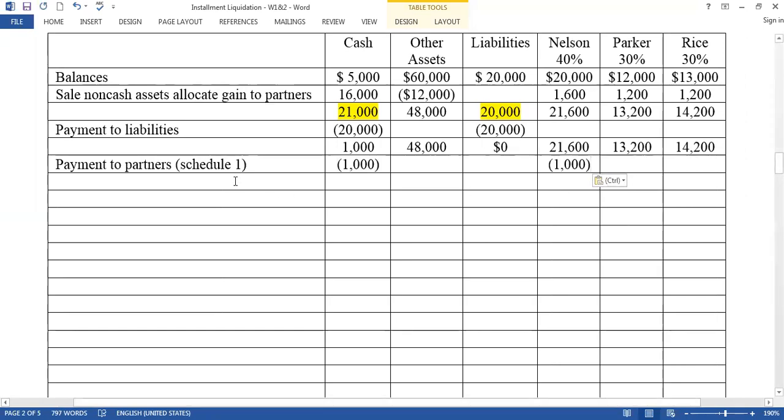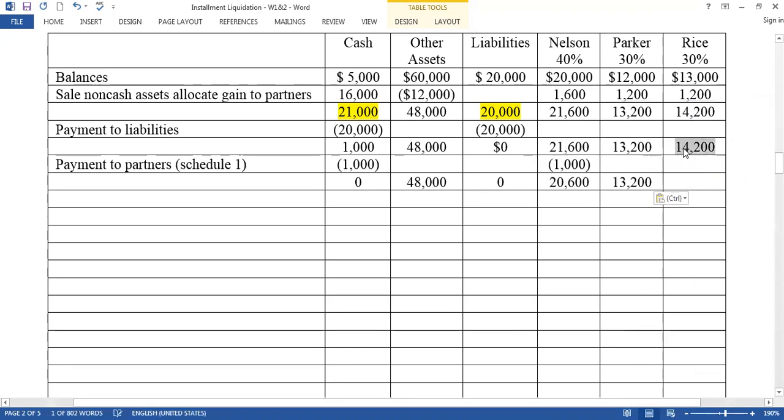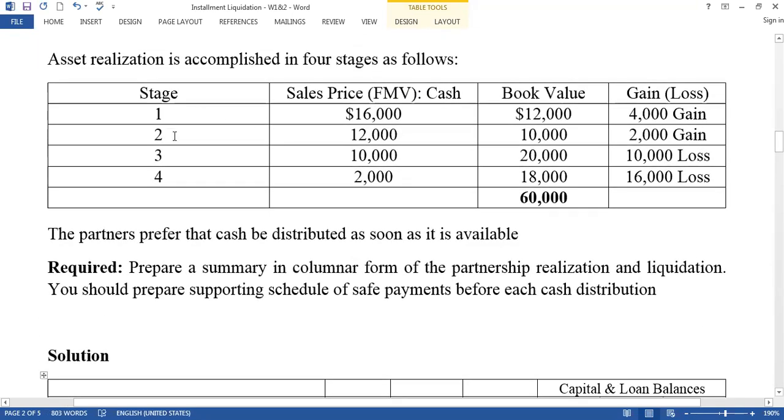Okay. Now what is the balance here? Now balance 0, cash, $48,000 other asset. It is 0, and this is now 20,600, right? 20,600. This is 13,200. 14,200. Clear, right? Now look at the schedule, second stage.